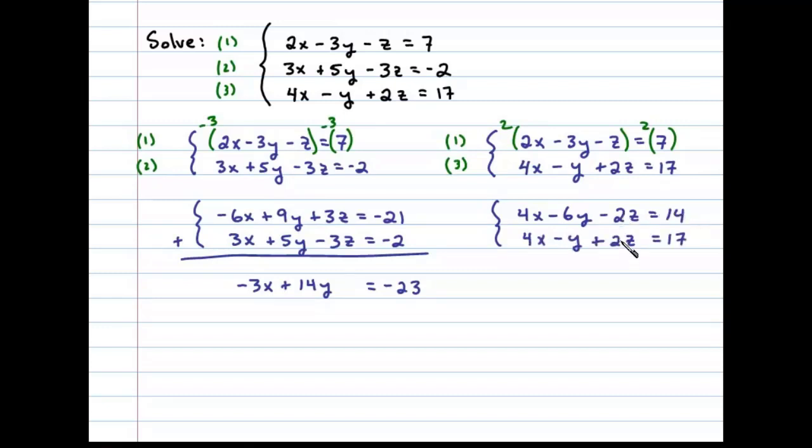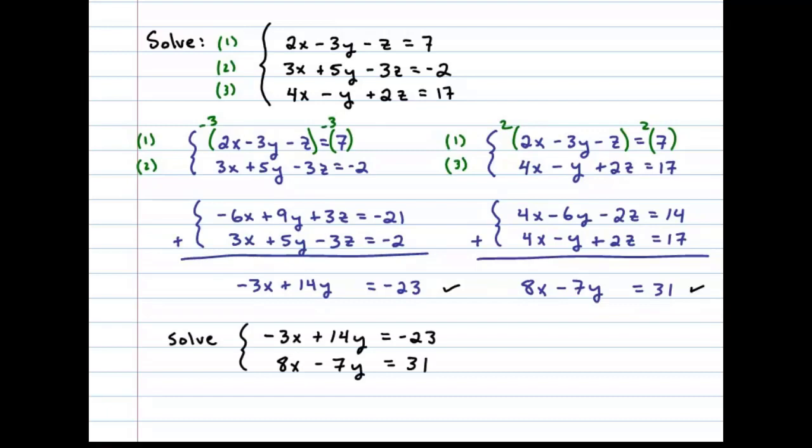And we can see the variable z is lined up to eliminate. So when I add these equations together, we're left with 8x minus 7y equals 31. Now we're left with 2 equations with 2 unknowns. Now we can solve the resulting linear system here by elimination.